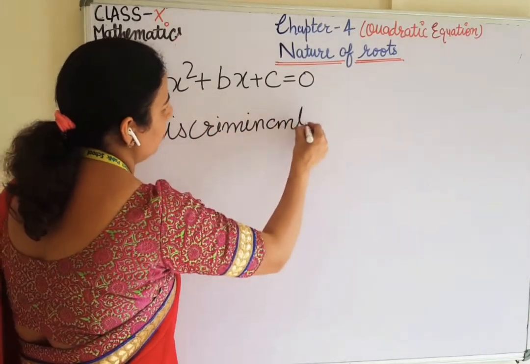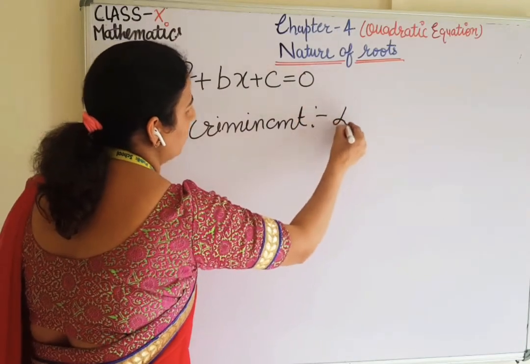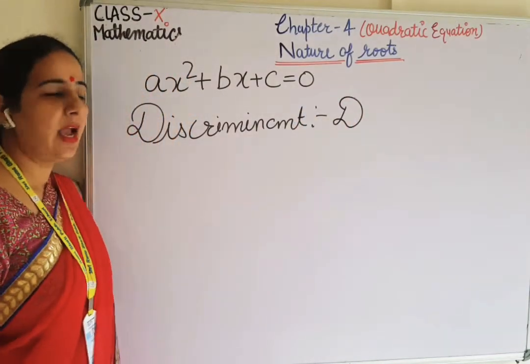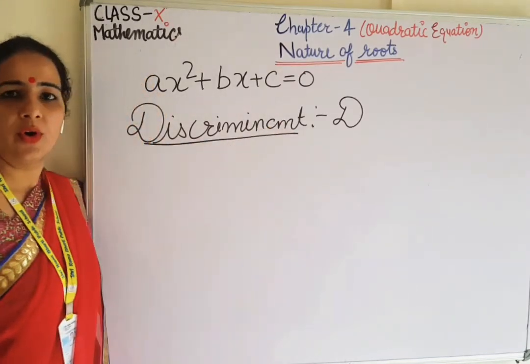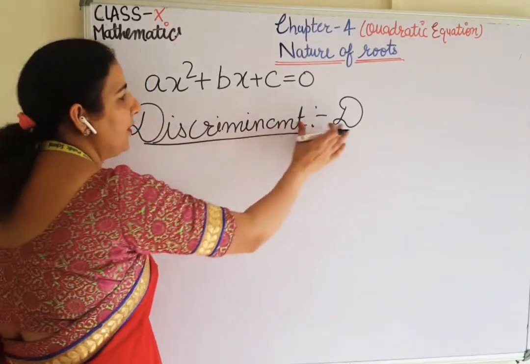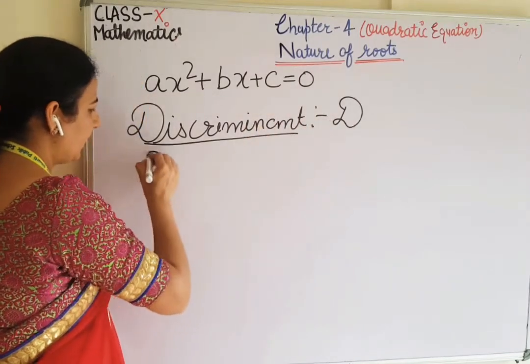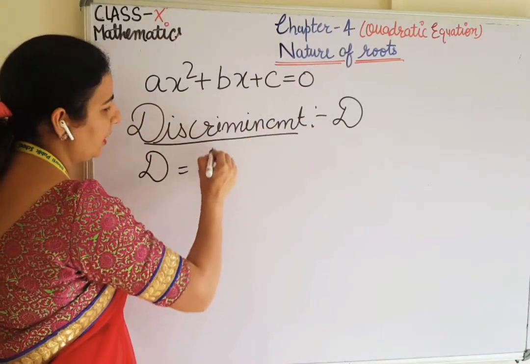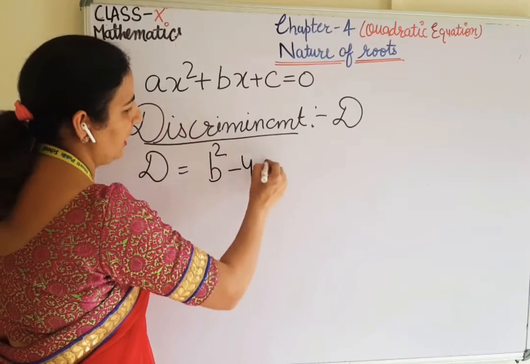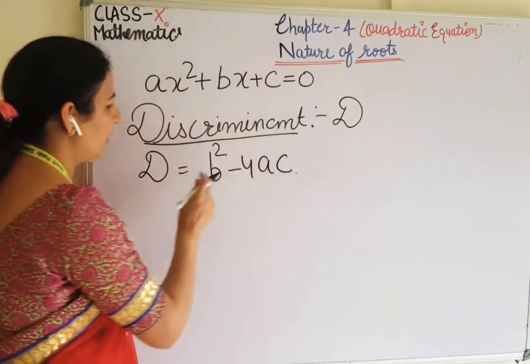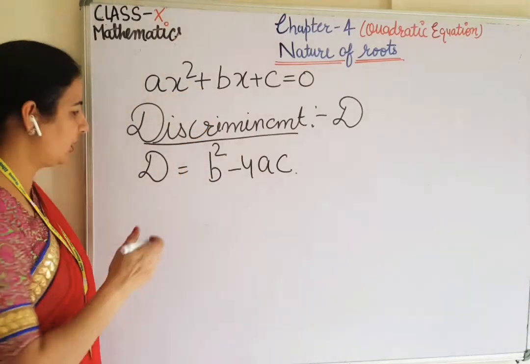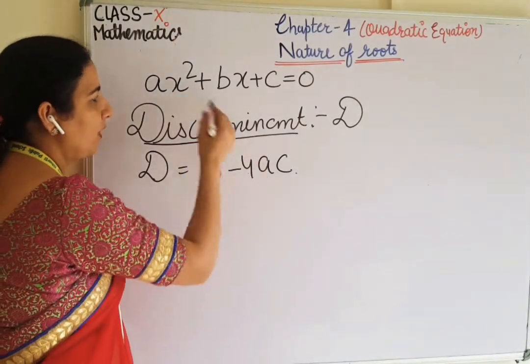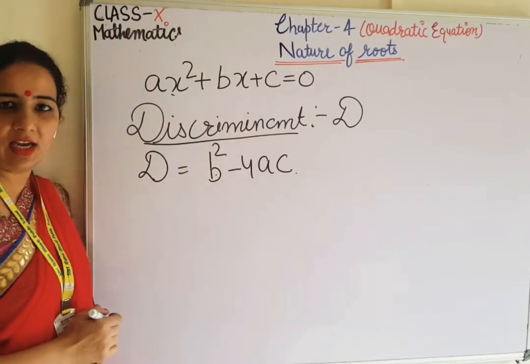What is the meaning of this? The short form for this is D, and it will help us tell the nature of roots. Now what is the value of D? D is equal to b² − 4ac, and you will get a, b and c from the quadratic equation.